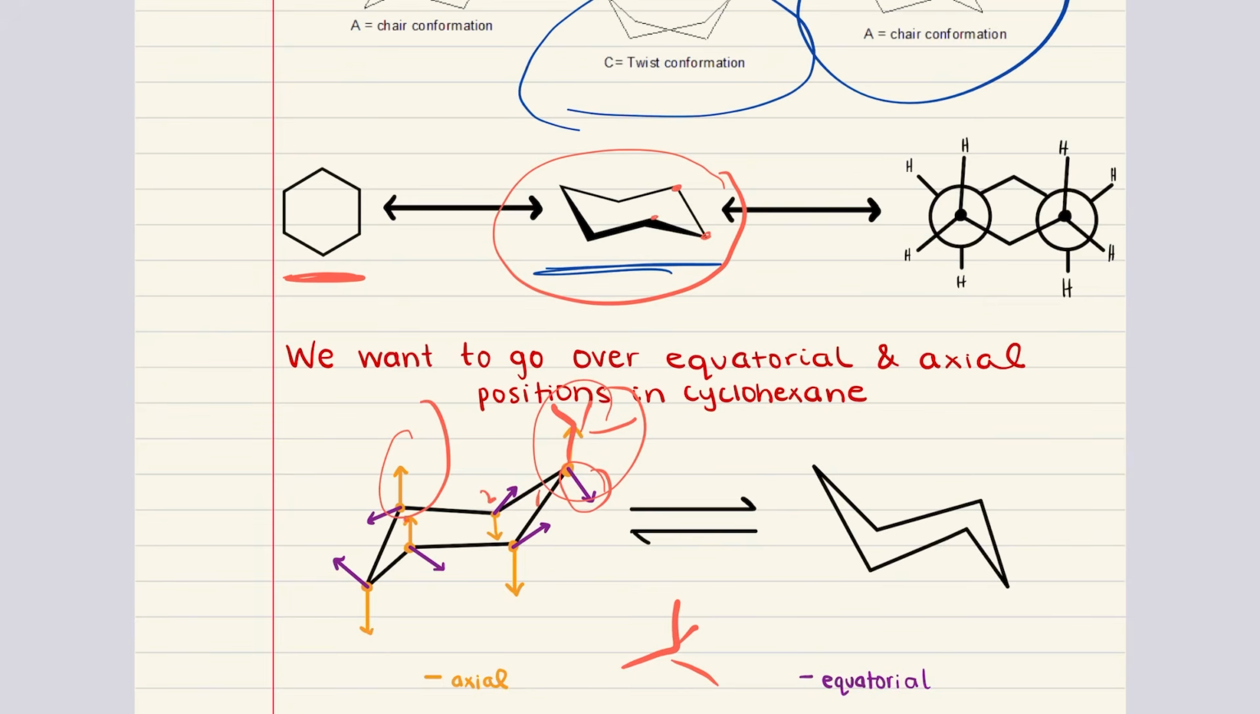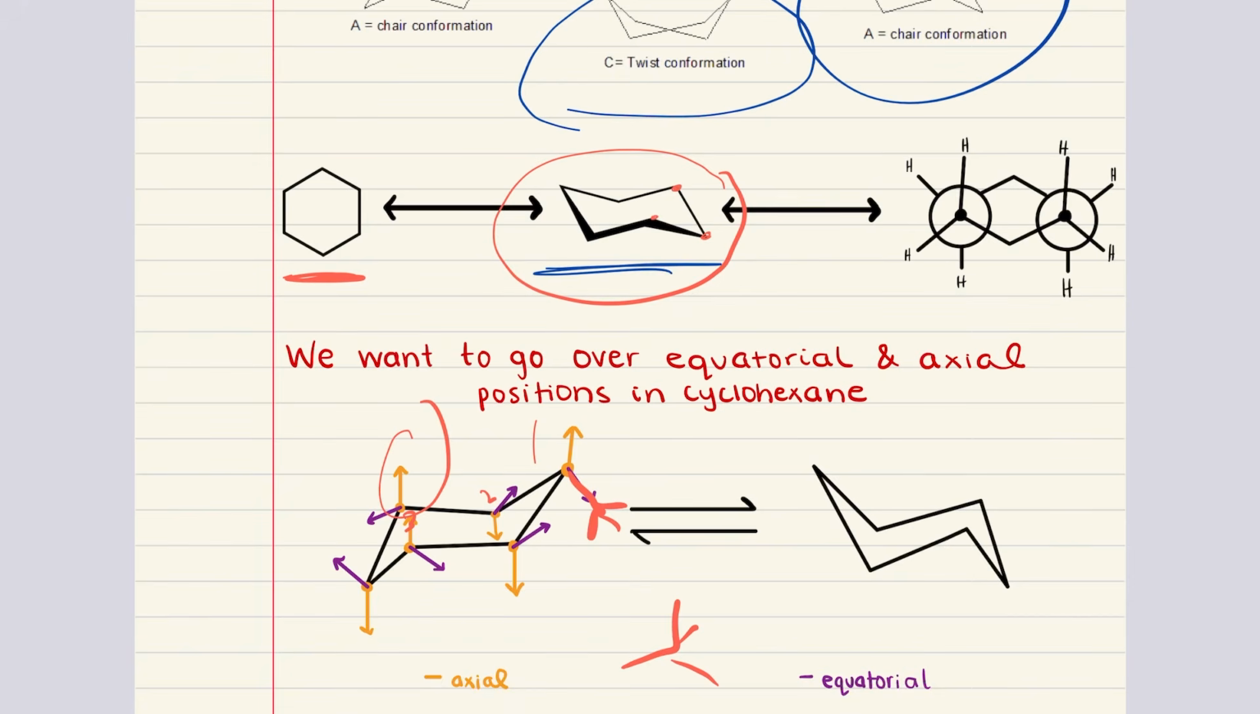But if we were to move that bulky group to the equatorial position and put it right here, for instance, then our chair conformation is going to be more stable. Moving the bulky group to the equatorial position eliminates these interactions and makes the molecule more stable.